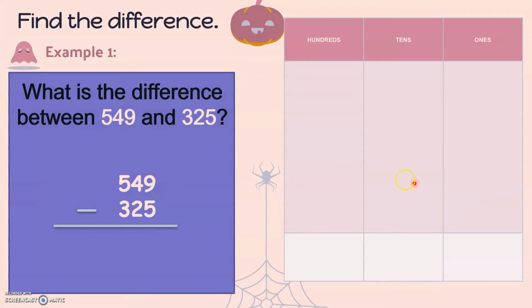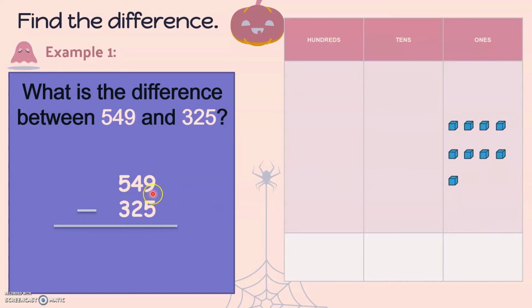Find the difference. Example number 1. What is the difference between 549 and 325? So our equation will be 549 minus 325. Again, to solve this, we will use the base 10 blocks and place value chart. So let's start subtracting it from ones place value and so on.